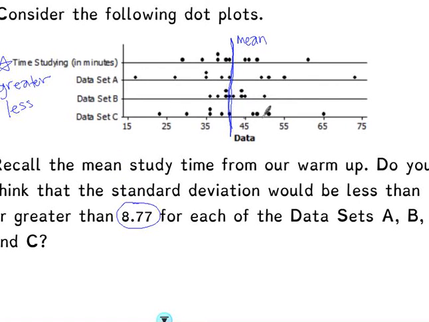Data set C looks very close. It looks like 8.77 would be almost correct, except for the fact that you can see we've got data points a little bit further out than my original set of data. And then over here as well, it's just a little bit further out. So I would say based on the spread, this would probably require a greater standard deviation just because the data points are a little more spread out away from this mean than my original set of data.